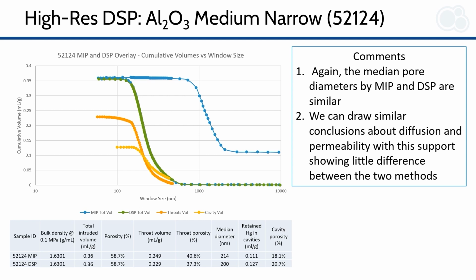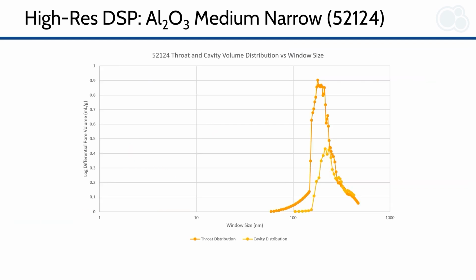And the log differential echoes what was seen with the cumulative results, with a significant volume of mercury retained in the cavities.